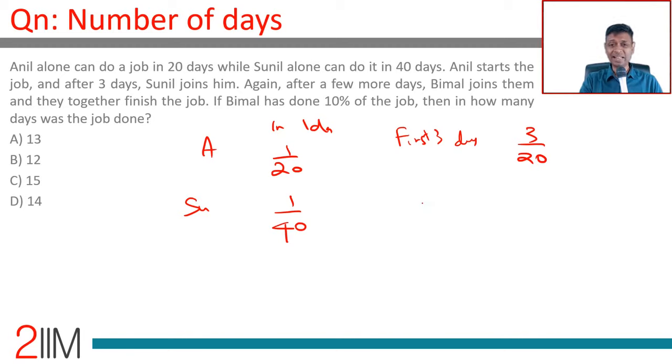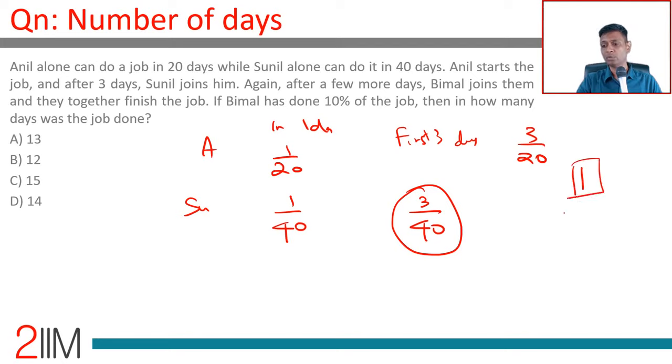Again after that they'll be doing 3/40 each day: 1/20 plus 1/40, or 2/40 plus 1/40, is 3/40. Again after a few more days Bimal joins them and they together finish the job. If Bimal has done 10% of the job, then in how many days was the job done? Bimal has done 10% of the job. So if we say 1 unit of the job is there, Anil alone does 3/20, Bimal does 10%.